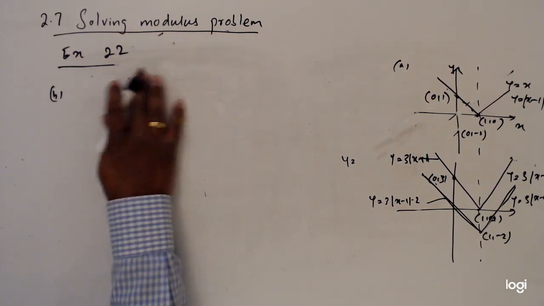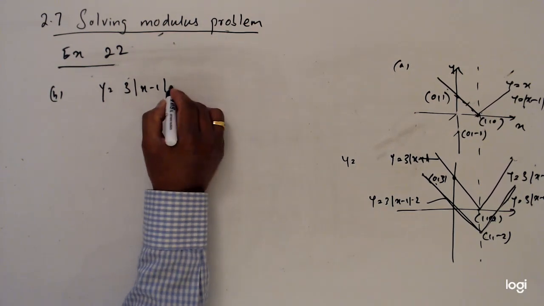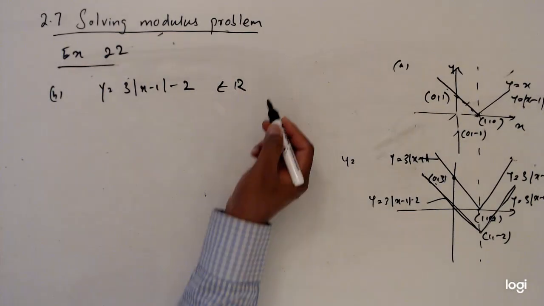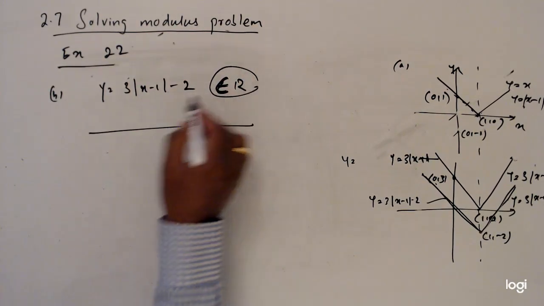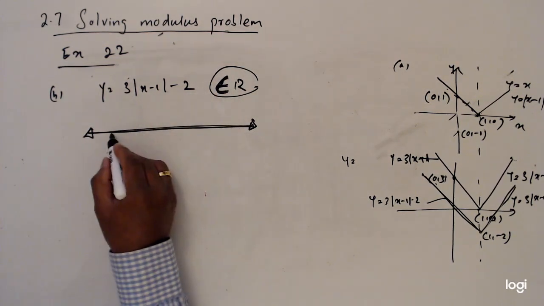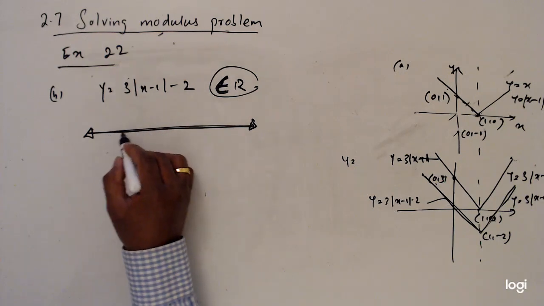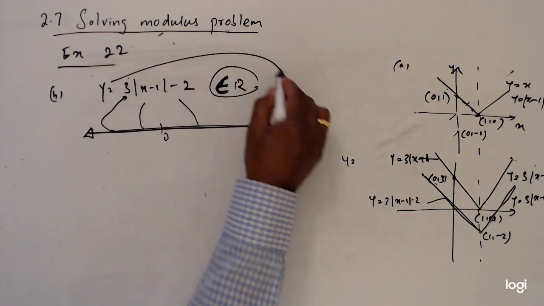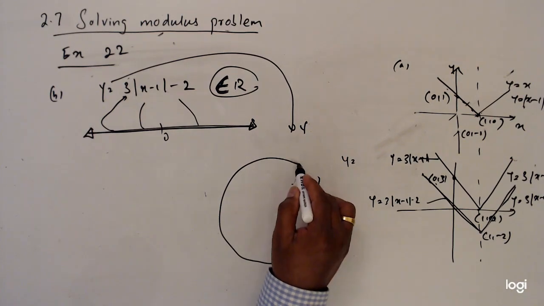Part B, we need to find the range. Mod x minus 1 minus 2. Then element of R. Element of R means the domain is going to be the real numbers. Like all the x values of x-axis, when you put any number from here and you will get values to y. So this is the y bucket, y pot.